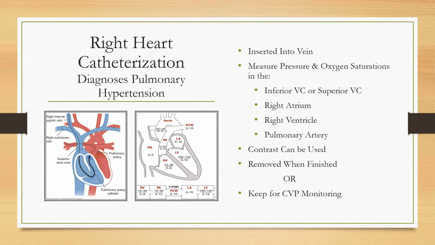So it can give a lot of information about what's happening with the pressures and the oxygen on the right side of the heart. Now, this catheter can be left in if the patient is very ill, and monitoring of the right venous pressure. So the venous pressure is, of course, on the right side of the heart, the inferior vena cava and the superior vena cava, and it can be left in for CVP monitoring, okay? So central venous pressure monitoring.